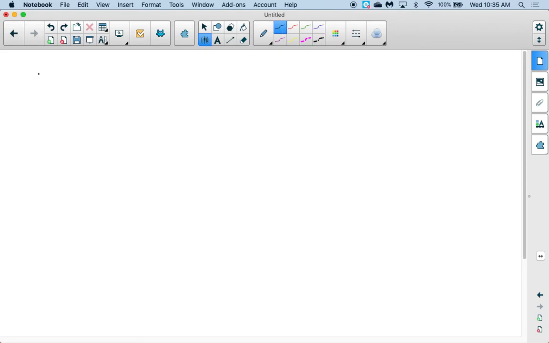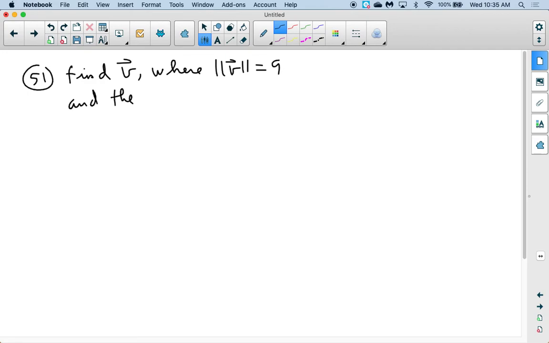So for 51, they want you to find v, where the magnitude of v, they give you that is 9, and the direction of v is in u's direction, where u equals 2, 5. Okay, so they want it in that direction.